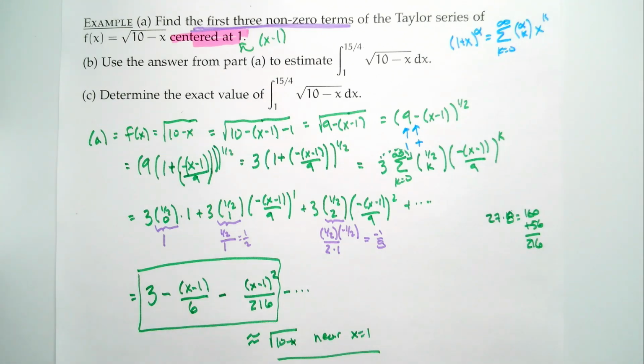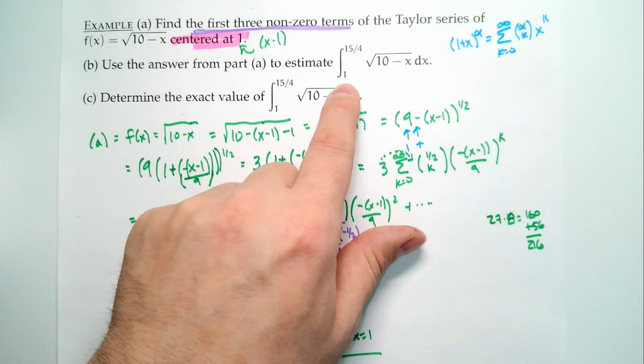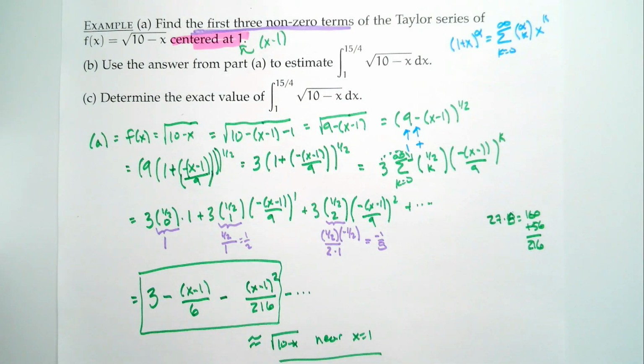So part B says, let's use this to get an estimate for what this integral should be. So here's sort of the application that we haven't done yet for Taylor series. You see the square root of 10 minus x near x equals 1, and this integral involves x values relatively near to 1. 15/4 might not feel like it's near 1, but it's in the same ballpark.